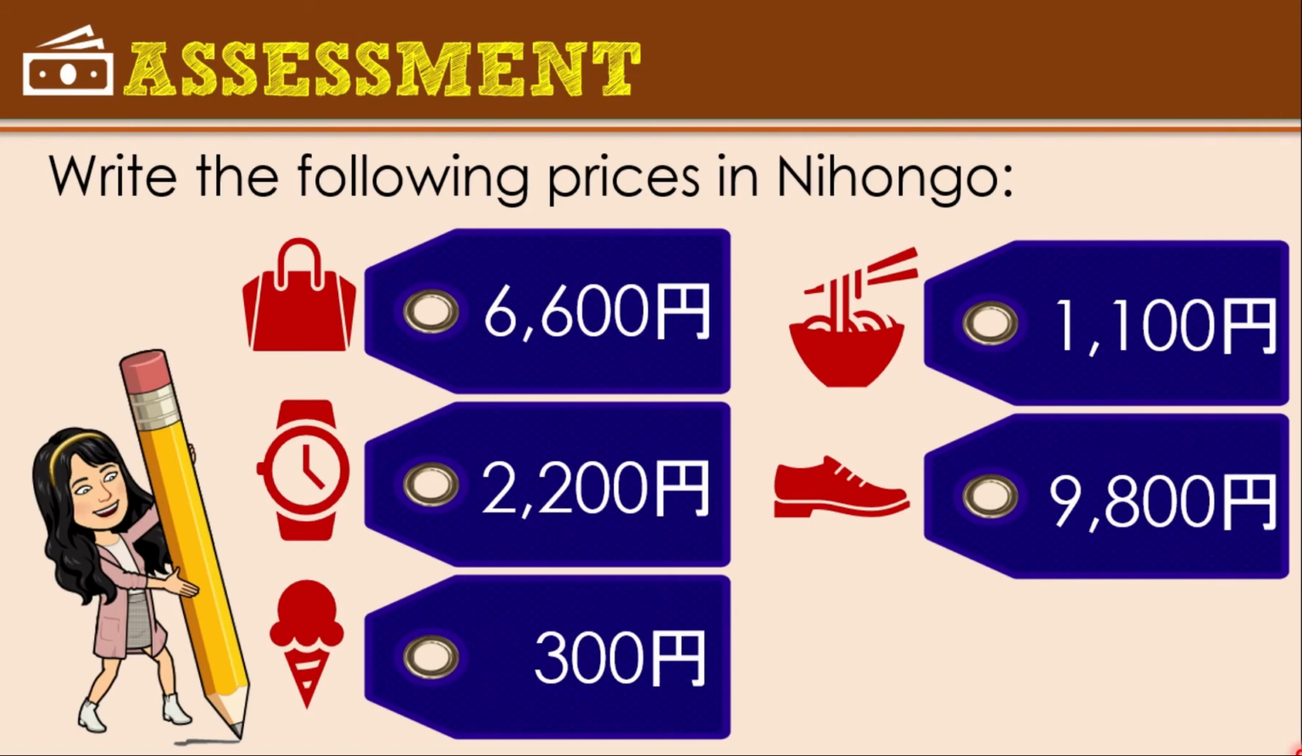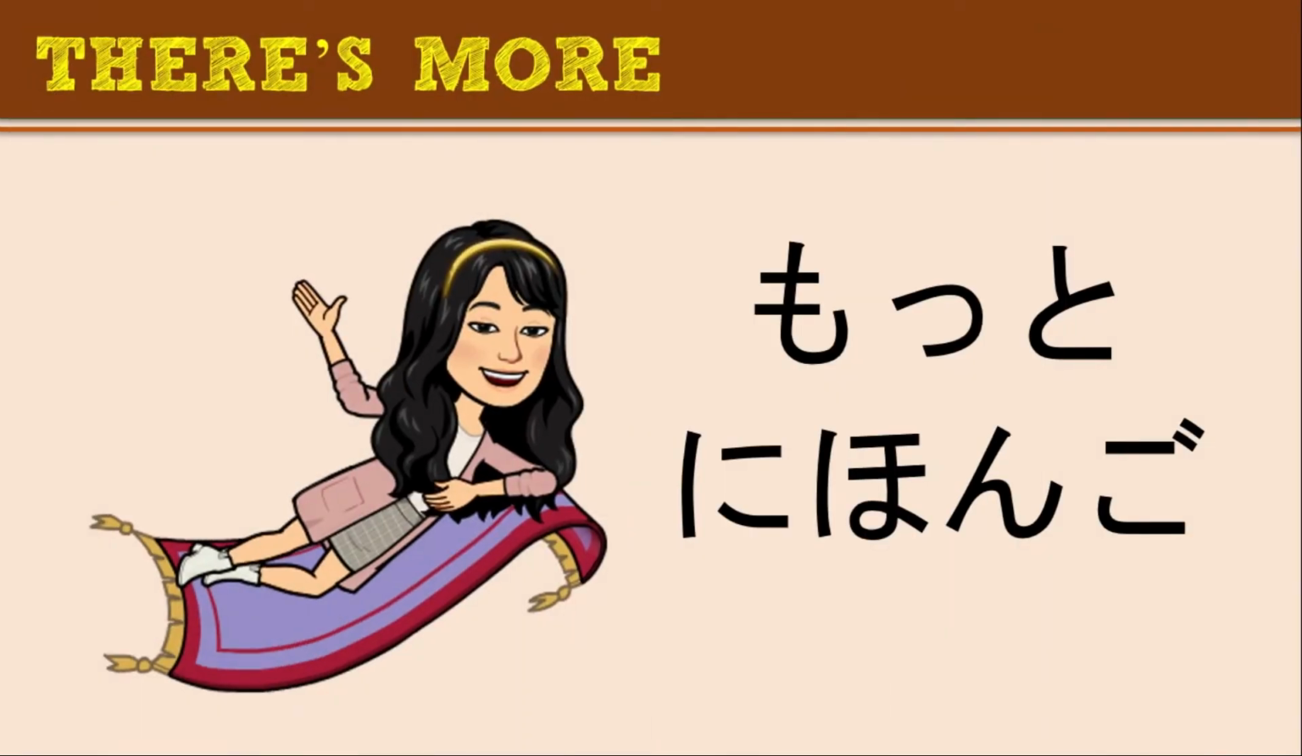Now, before we proceed to another activity or our performance task, let's have Motto Nihongo. Motto Nihongo means more Nihongo. So this time, let's cater numbers from 10,000 to 100 million.